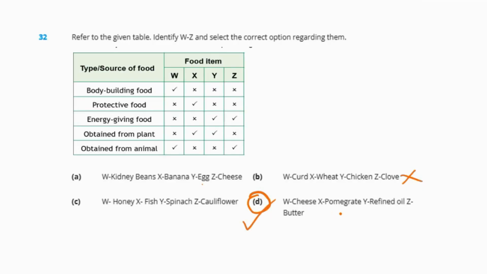W is cheese, X is pomegranate, Y can be refined oil, that is an energy giving food. Yes, that is energy giving food. Y and Z are both energy giving foods only, right? Butter contains fats, because it is an energy giving food only. Yes. And X and Y are obtained from plants, correct? Oil is obtained from plants only. So oil and also the pomegranate are obtained from plants, and cheese and butter are obtained from animals. Both are animal products only. Yes. So the option which matches all that is given in the table is option D. D is the correct answer.